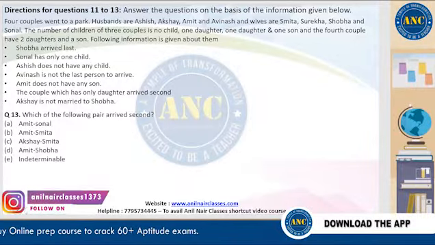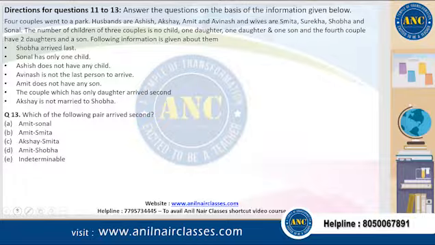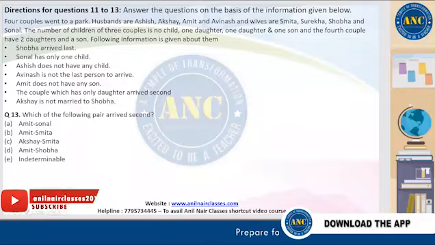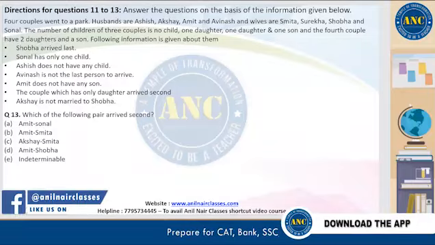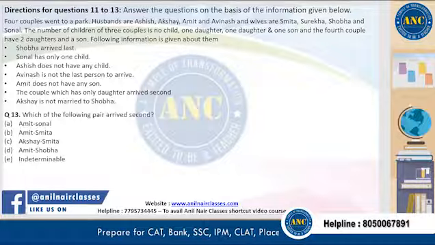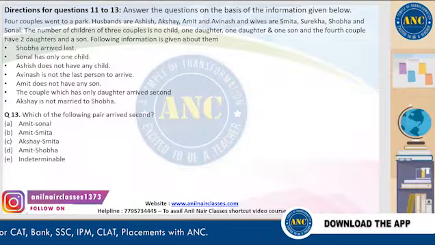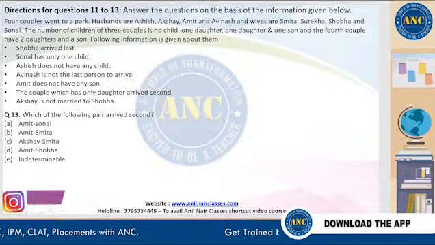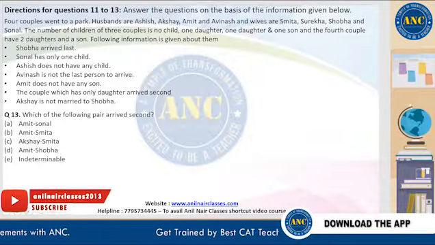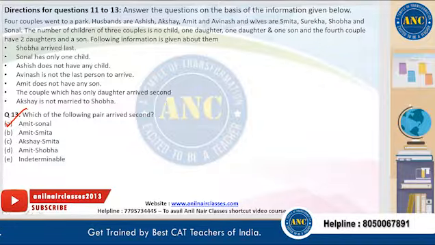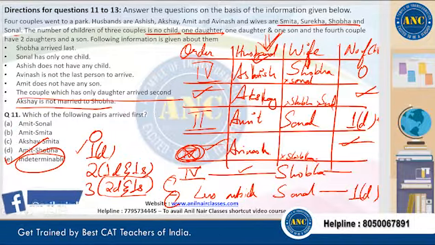The good thing about your general data arrangement is, once you have solved it, the questions will barely take any time, right? Probably it might just be a direct question thereafter, or even if there is some extra data to be thought of, it's not too much, right? The last question of this caselet: which of the following pair arrived second? We know Amit and Sonal arrived second. That's a pretty simple caselet. Like I said, very easy, right?